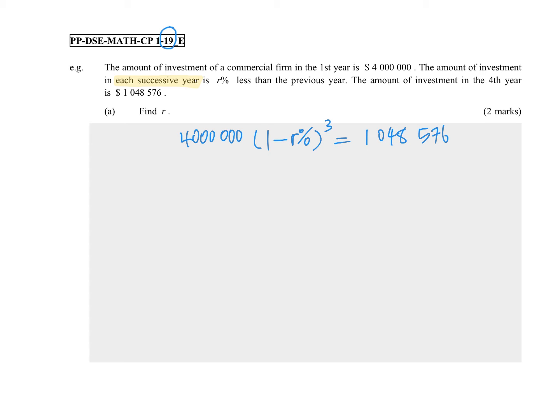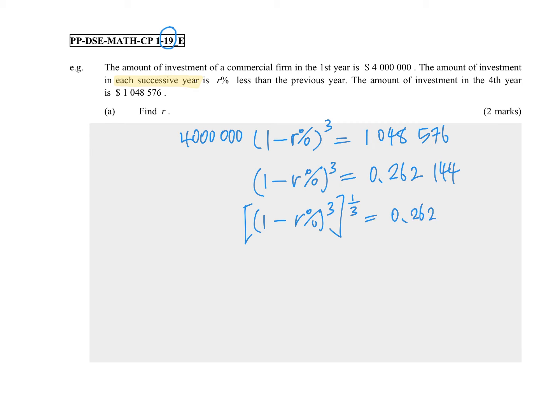And there will be 1,048,576. So to solve this polynomial equation, we need to divide both sides by 4 million, and then we will get 0.262144. And then we try to take the cube roots on both sides of the equation.